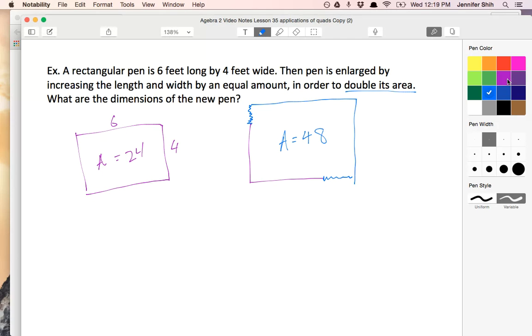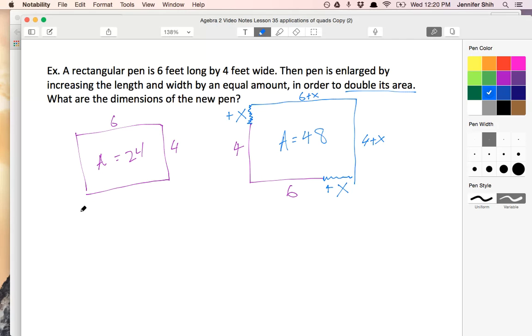So we have originally 4 here, but then we're adding on something. And we originally have 6 here, but we're adding on an amount. And the pen is enlarged by increasing the length and width by an equal amount. So if we're going to add some number here, we need to add some number here as well. So now our new expressions are 6 plus x and 4 plus x.